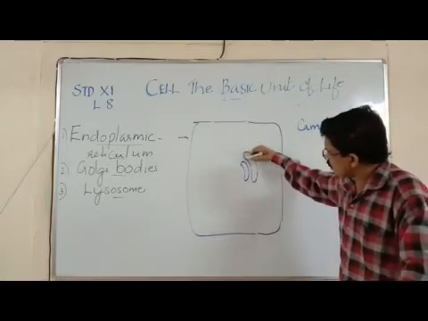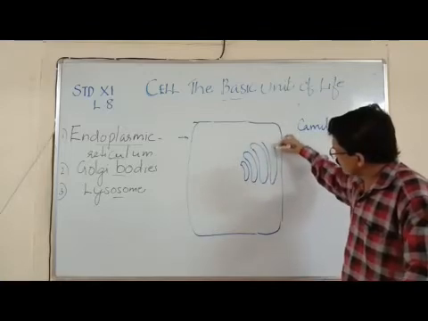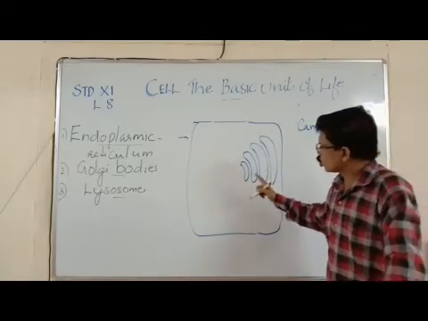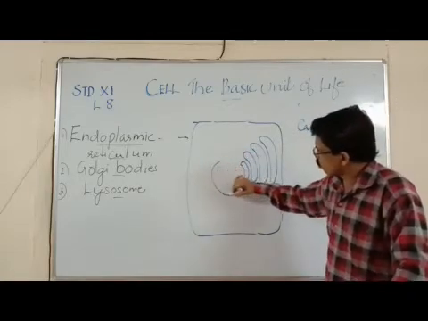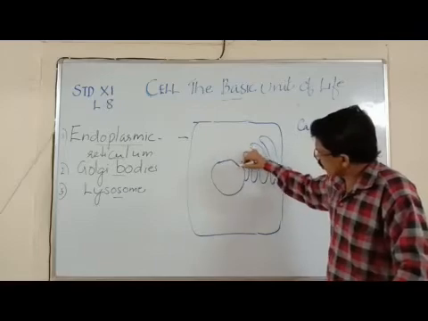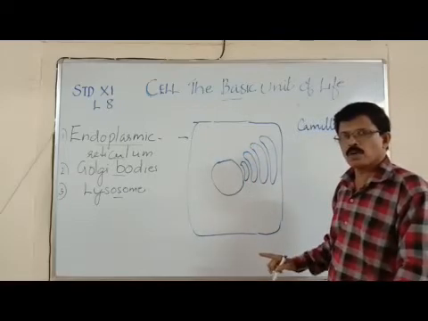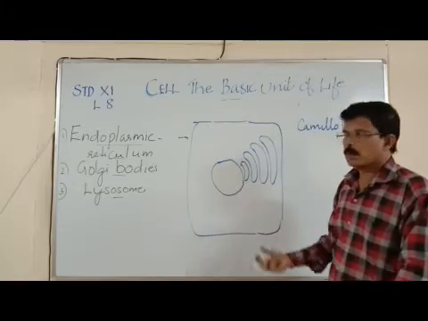membrane bound tubes or vesicles, we can say. Membrane bound tubes or vesicles. They are always connected to the nuclear membrane, because they originate from the nuclear membrane as well as from the endoplasmic reticulum.